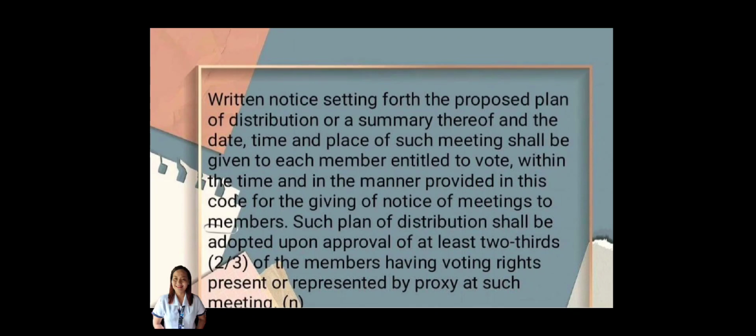So there is a proxy or representative of the members of the board. Example, the board member is Pedro. Pedro's agent is Juan. Juan is now to attend the meeting. He has the right to vote in the plan of distribution.